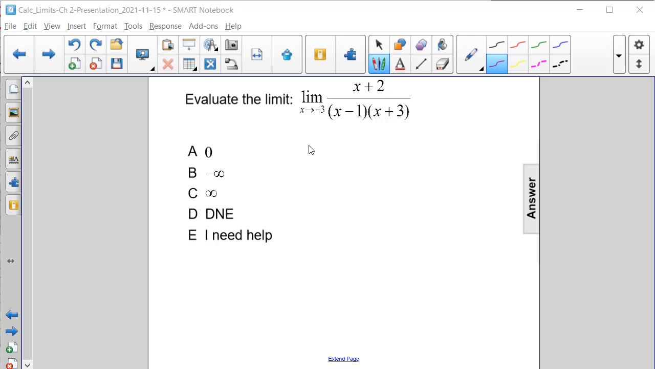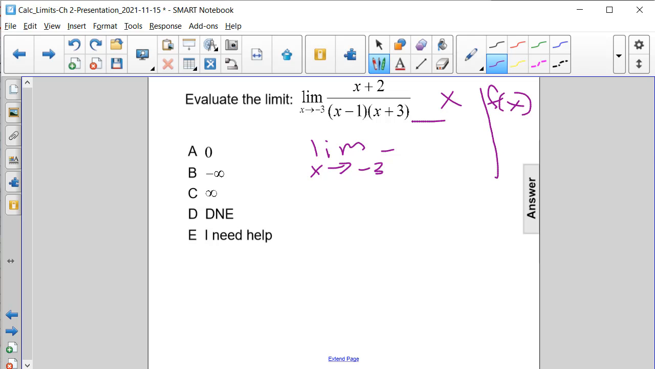Let's start with approaching it from the left. So the limit as x approaches negative 3 from the left. For our x values, we'll substitute in negative 3.1, negative 3.01, and we might need to do negative 3.001. Let's start with negative 3.1.